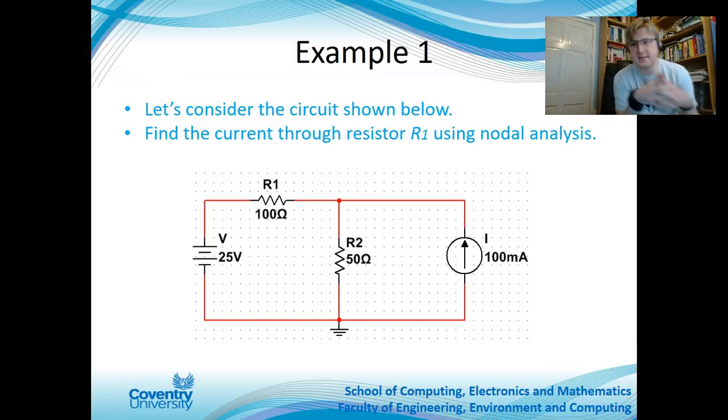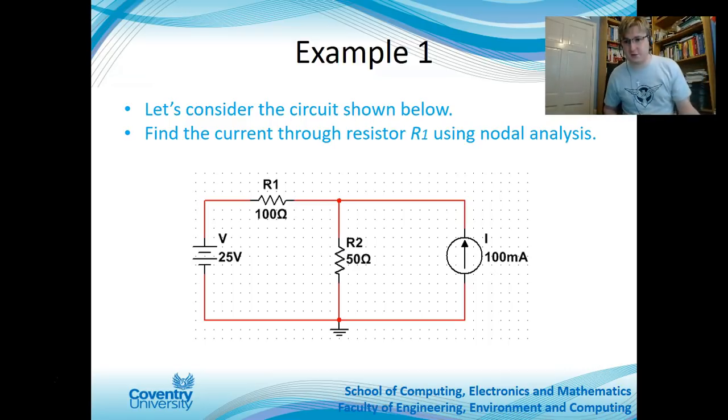Here's an example. Let's consider this circuit here. We picked a nice general circuit. We've got 2 resistors, an R1 and an R2, here and here. You've got a voltage supply of 25 volts, and a current source on the other side of magnitude 100 milliamps. That's our circuit.